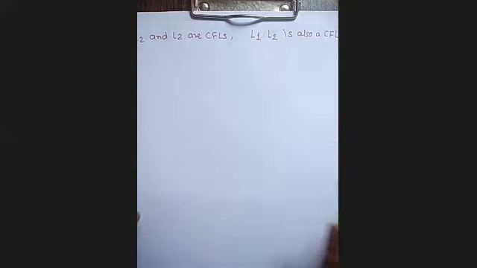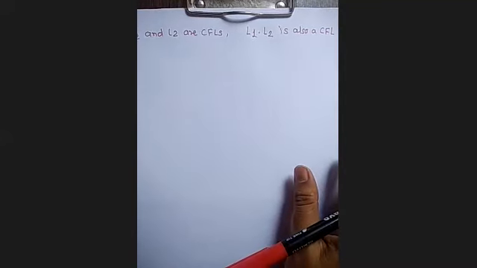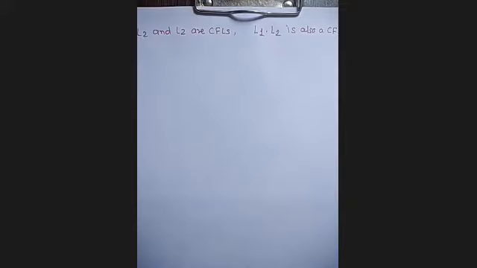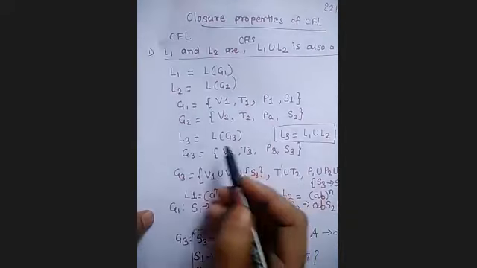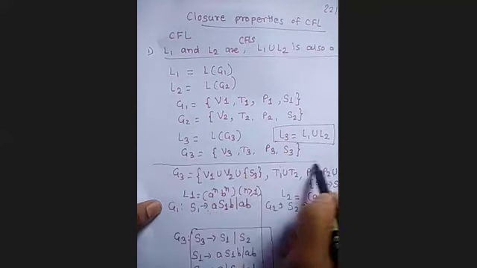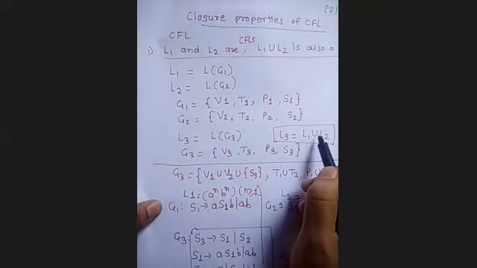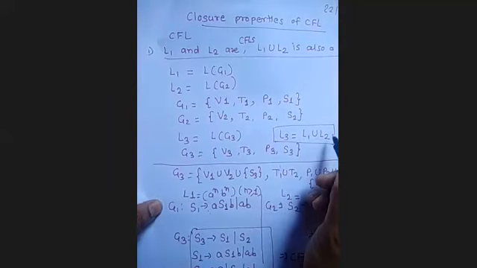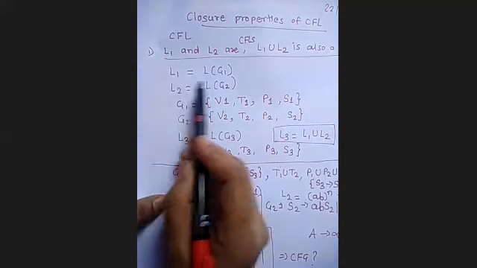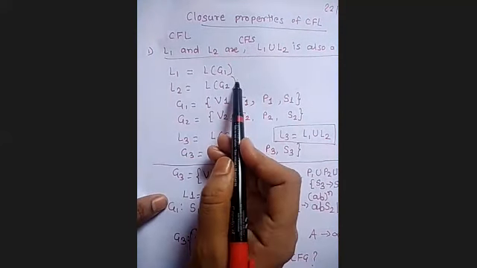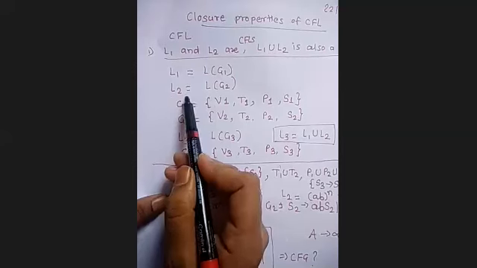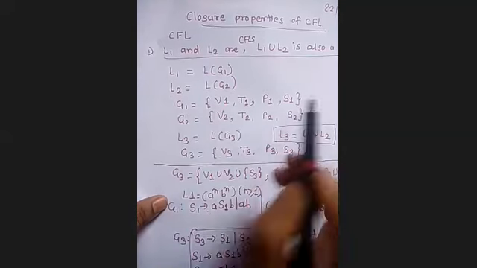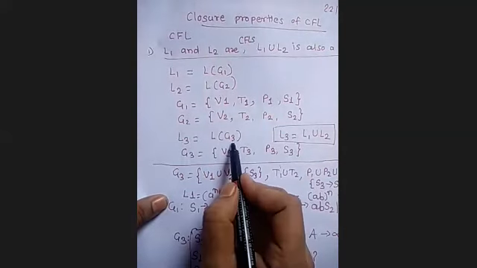Can you prove it now? Like earlier, I will not write this part again. Now instead of L3 being L1 union L2, we have L1 concatenation L2. Let L1 be the language generated by grammar G1, and L2 the language generated by G2. G1 is V1, T1, P1, S1. G2 is this. L3 is the language of G3.